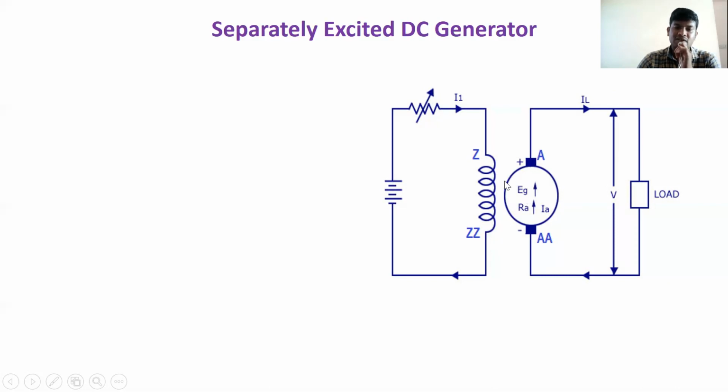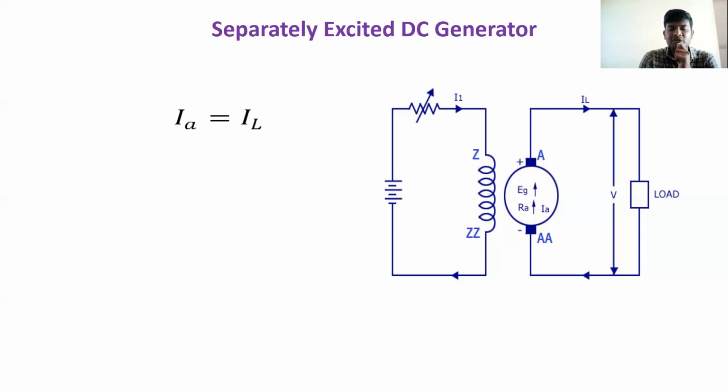When the EMF is induced, a current IA, the armature current, is developed. That IA passes through the line and enters the load. That's why in this line, IL means load current. The load current is equal to the armature current here. Why? Because both are in a single line.